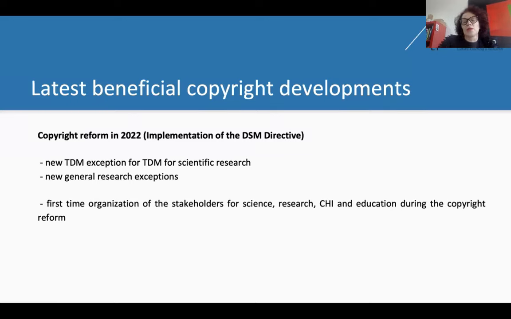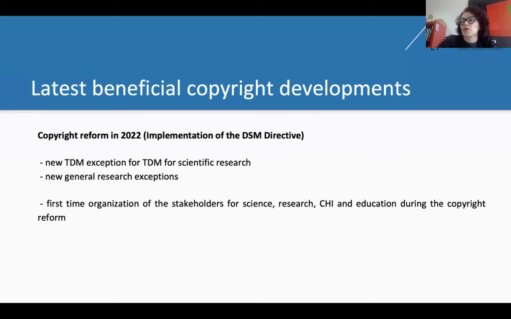It was remarkable also to see that for the very first time during the copyright reform, the stakeholders for science, research, cultural heritage, institutions, and education were really energized and came together and proposed on a larger scale very simple demands, which basically said, we want a more transparent process of copyright development, and stakeholders from our front have an important stake in this process.